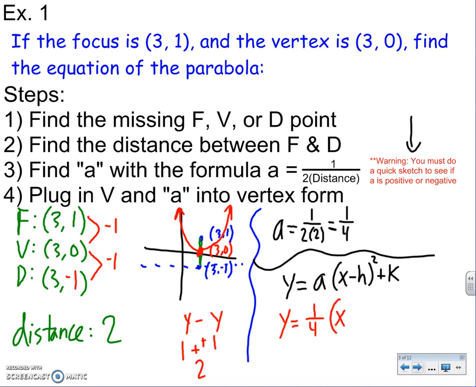So the vertex was 3, 0. There should be a minus 3, because remember, the vertex went right 3. Squared and plus 0, k is 0. You could write plus 0, but you don't have to. That's the answer. Alright, if they want standard form, then you just gotta expand it.